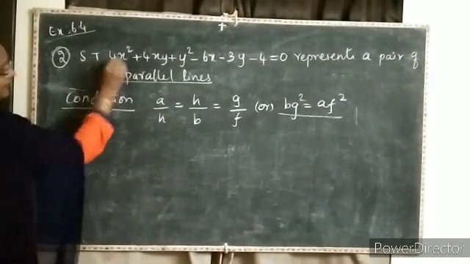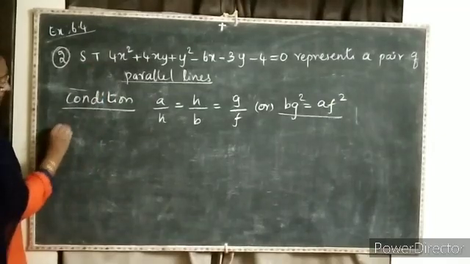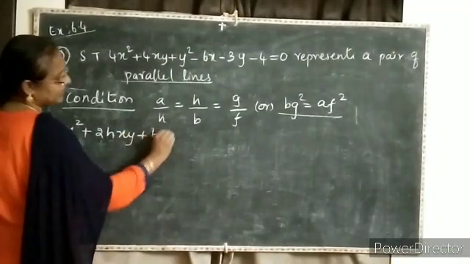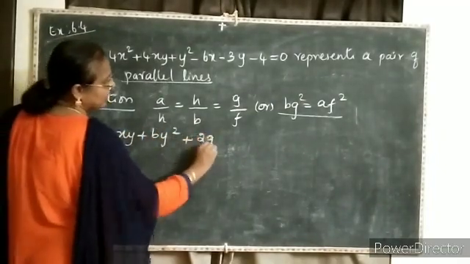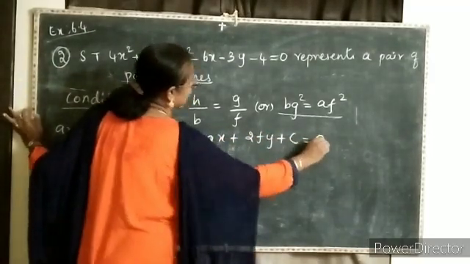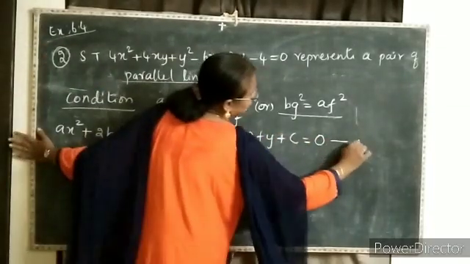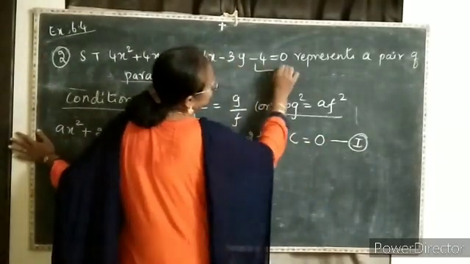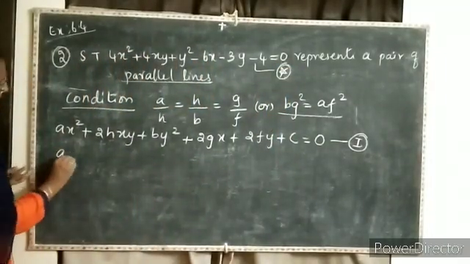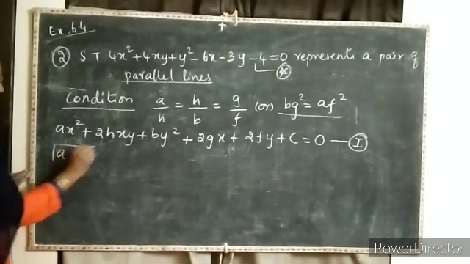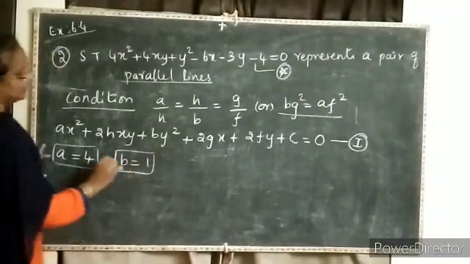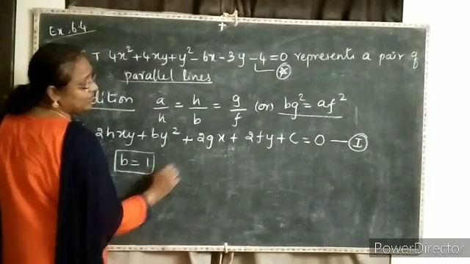Now let's find them from the general equation. We know the general equation, ax squared plus 2hxy plus by squared plus 2gx plus 2fy plus c is equal to 0. Yes or no? Now take this as the main equation, the first equation. Now let us compare this equation with the star equation. Now compare the values. What is a? a is equal to 4. Yes or no? What is b now? b is equal to 1. Yes or no?